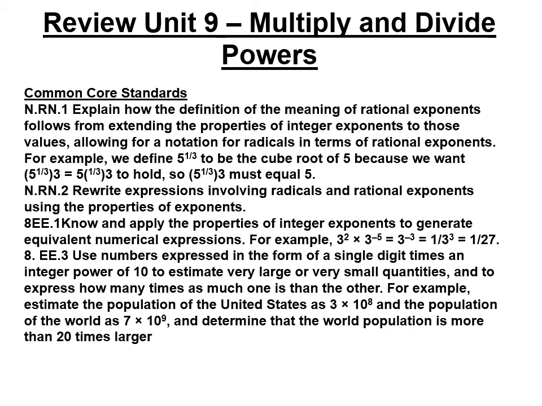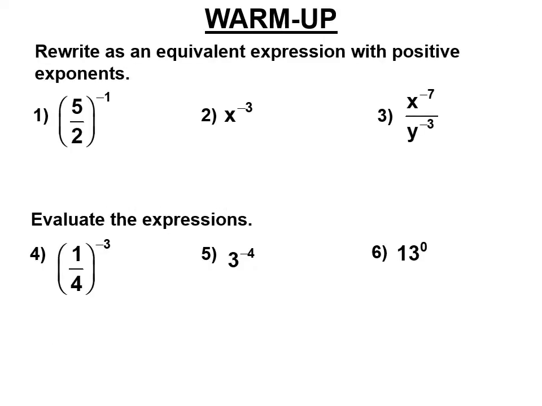So, welcome to the review for Unit 9, which was on multiplying and dividing powers. We first learned about negative exponents. Negative exponents make the reciprocal. So that is over 1, so you flip it over and you make the exponent positive. Then the y goes up there and becomes y cubed, and the x to the negative 7th goes down there and becomes x to the 7th.